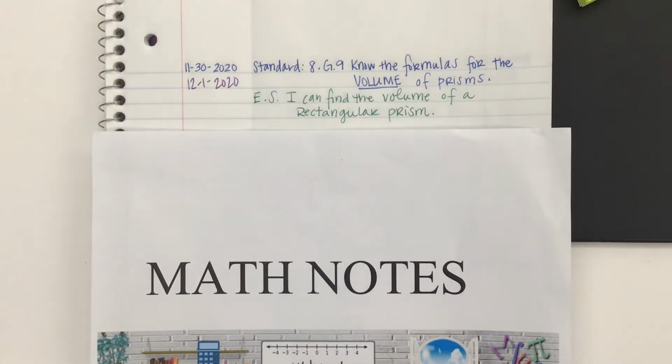We are now beginning our volume unit. So the standard for today is 8.G.9. Know the formulas for the volume of prisms. And our essential statement is I can find the volume of a rectangular prism.